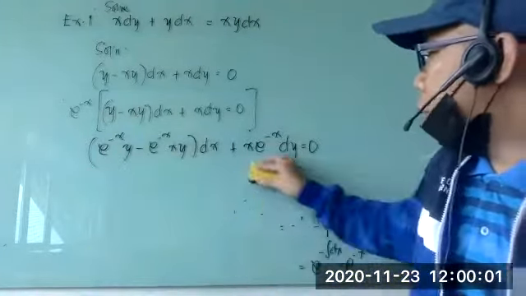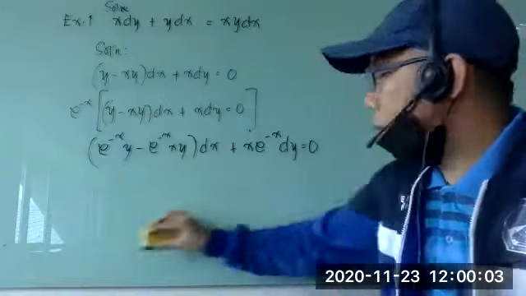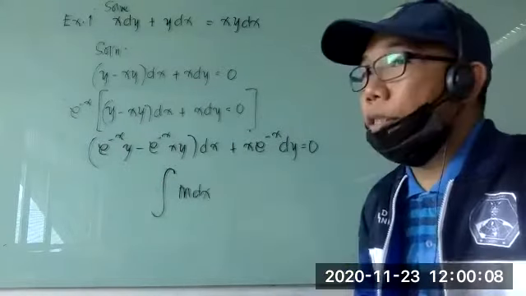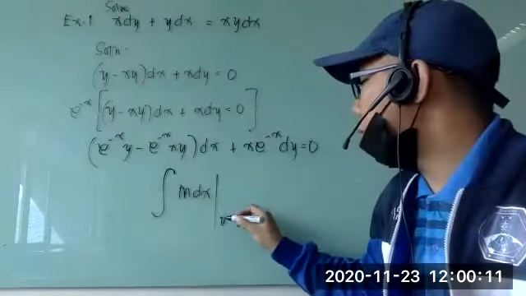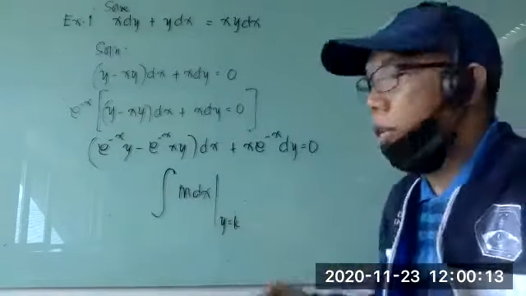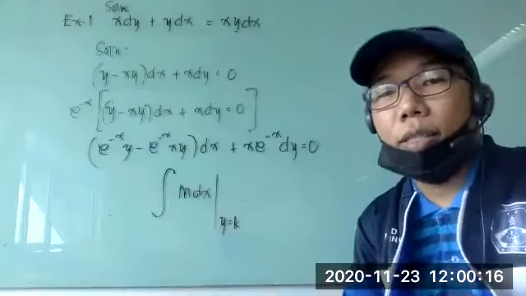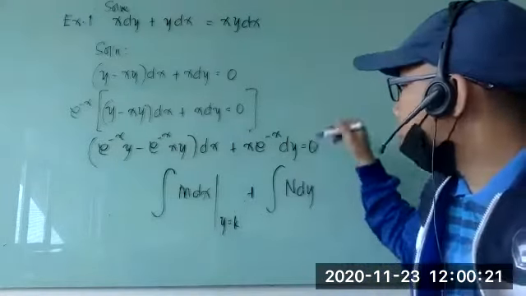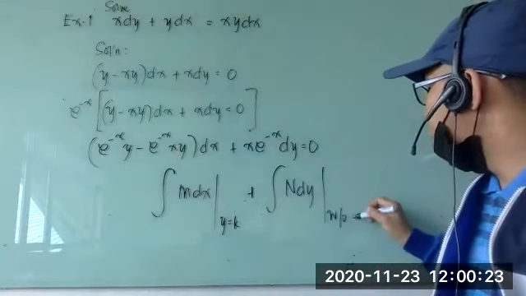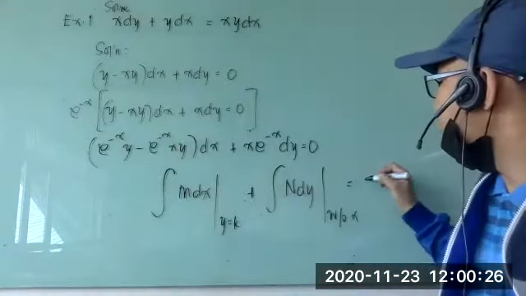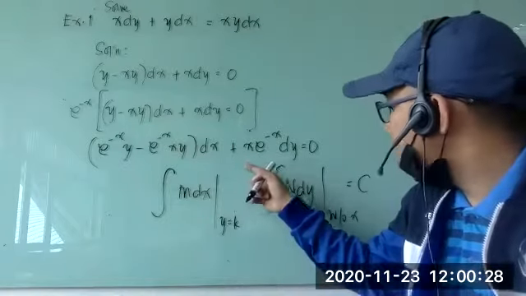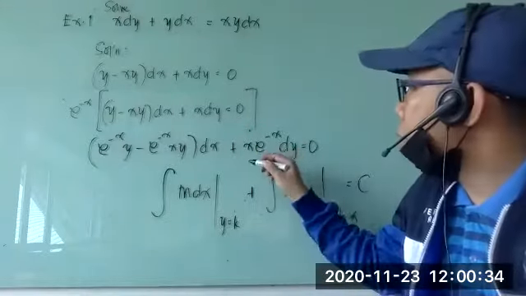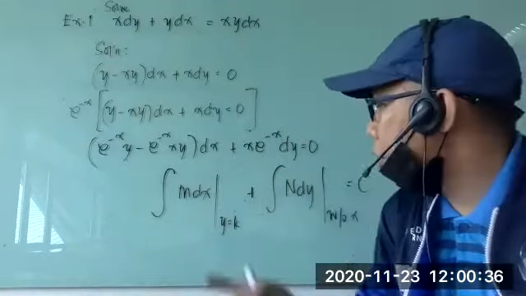The next step is we utilize the shorthand method. If you remember the formula, how do we use that? So integral of M dx, where y is held constant, plus the integral of N dy, only the terms without x in it, equal to c. Since here dy is multiplied by a function of x, this term can now be cancelled if you are going to utilize this formula.